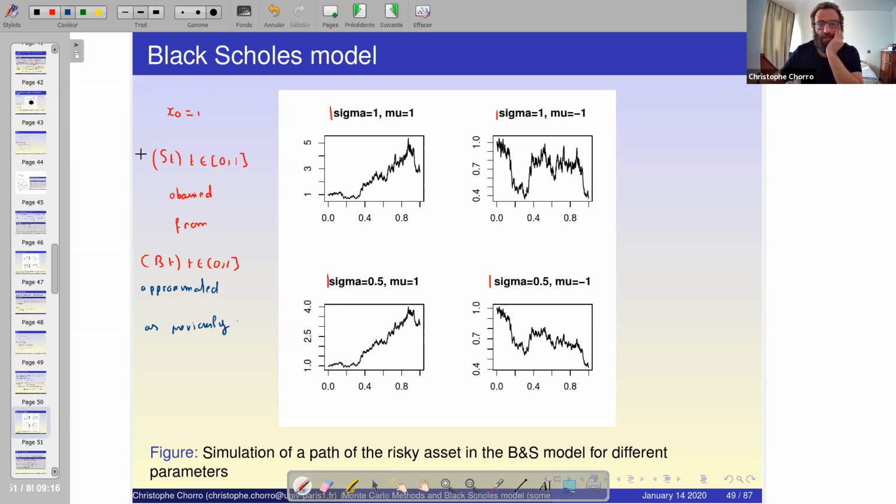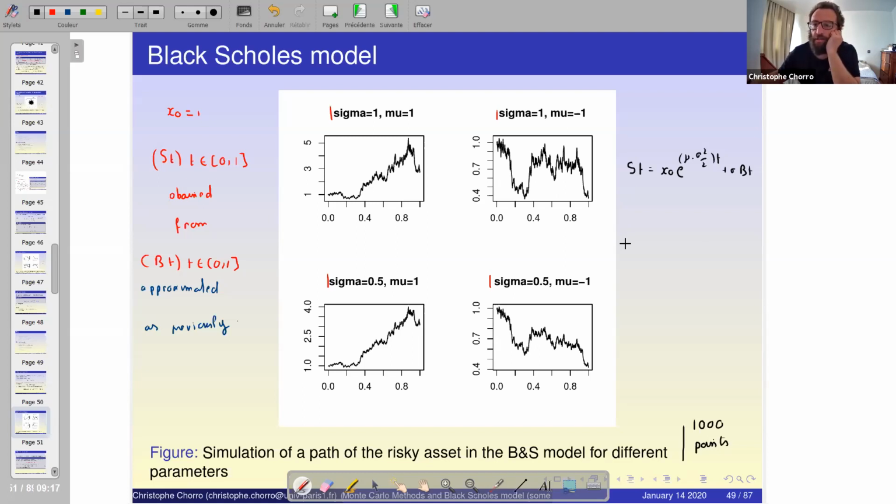Okay, I have used here 1000 points in the discretization in order to approximate them. So maybe just a little general comment concerning this. You know that St is equal to x0 exponential of (mu minus sigma squared over 2)t plus sigma Bt.